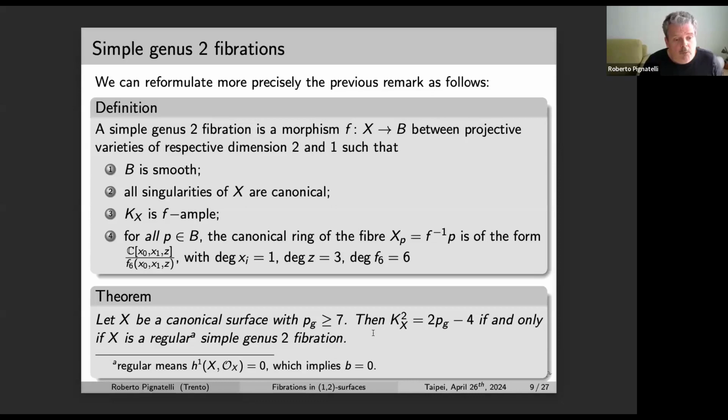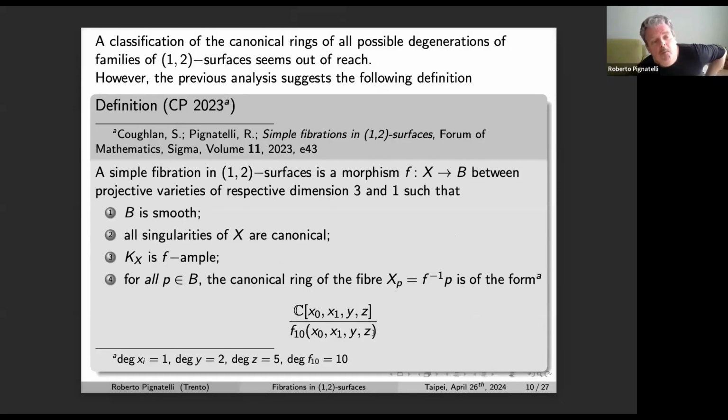So working on this, we say, well, let us define it. I could do it at the beginning, but I think in this way you see why it started and where we got the idea, which is important. So what if we want to study fibrations in 1-2 surfaces, like the work of Yunkai and Menge and others suggested to do? Well, a classification of all the canonical rings of all possible degenerations of families of 1-2 surfaces seems absolutely out of reach. Let me explain it a bit.